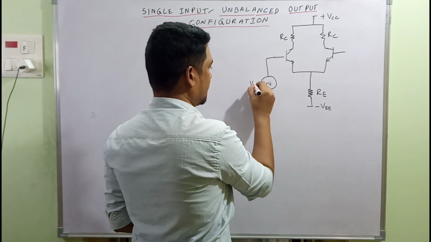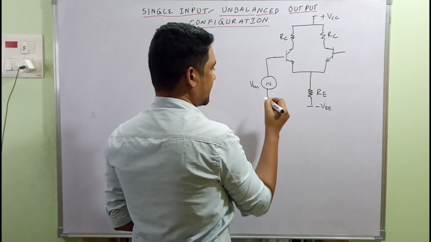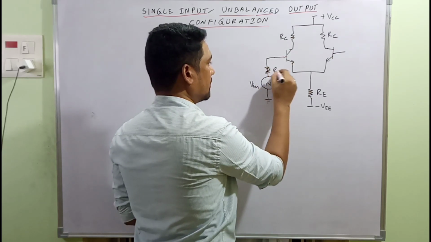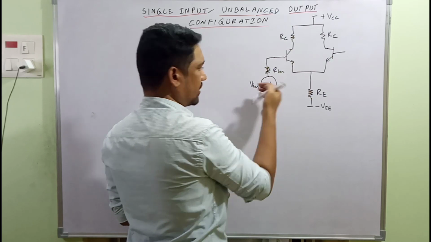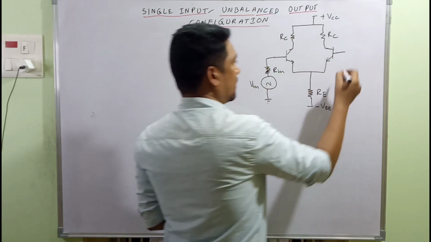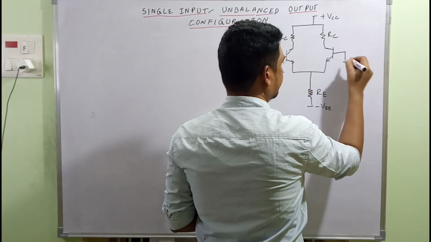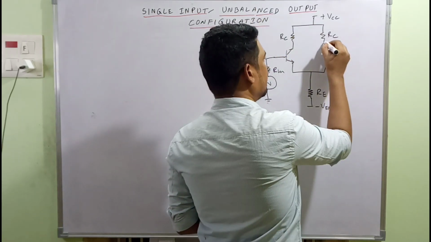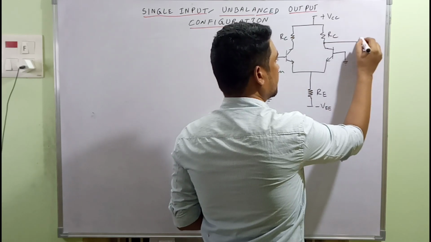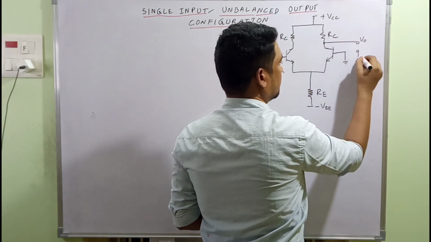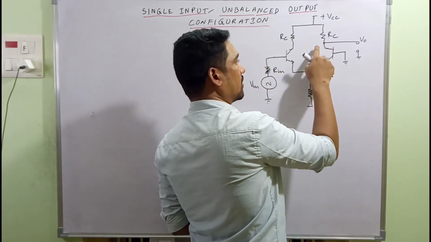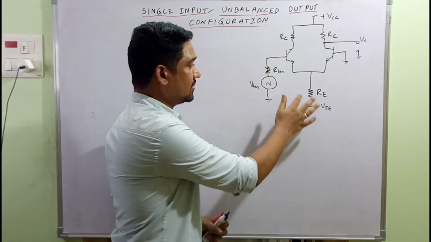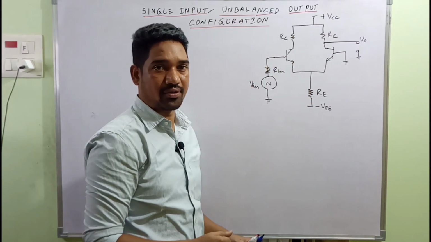It's designated as V in, and the other end is grounded, and the internal resistance of the source cannot be neglected, R in, right? On the other side, it's simply grounded because we don't have the other input. Another over here, the base is grounded, and unbalanced output means the output is collected across only one collector. Let it be from here, V0, with respect to the ground. Output is collected across one of the collectors with respect to the ground. This is the configuration, single input, unbalanced output.